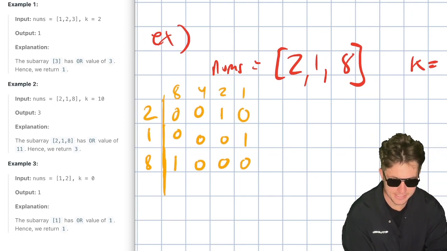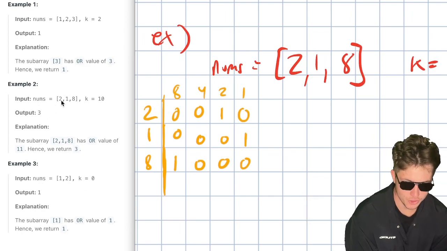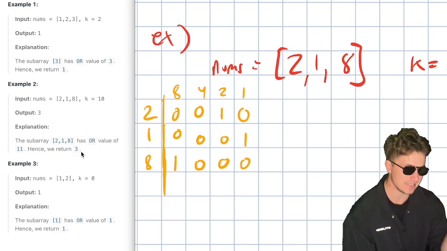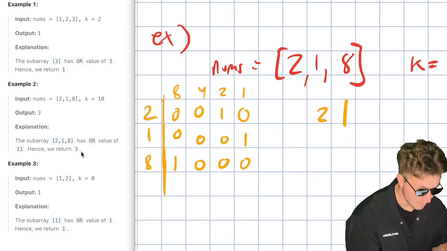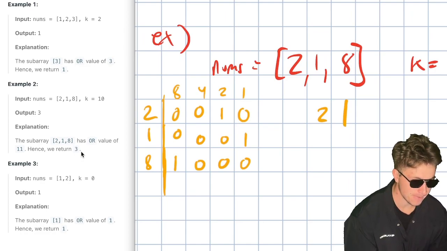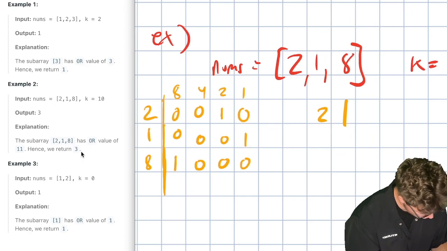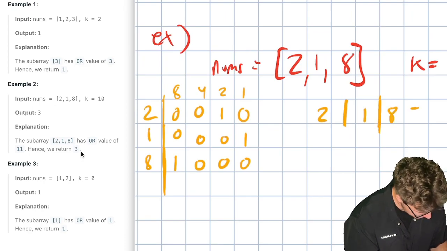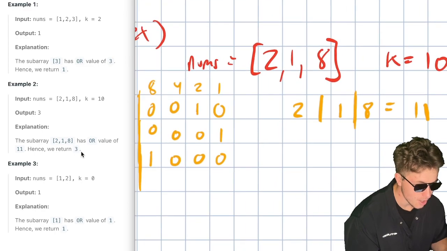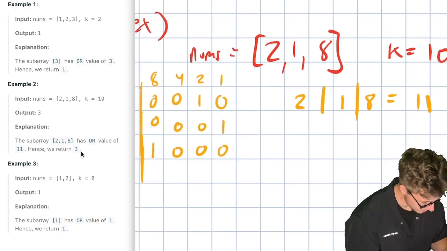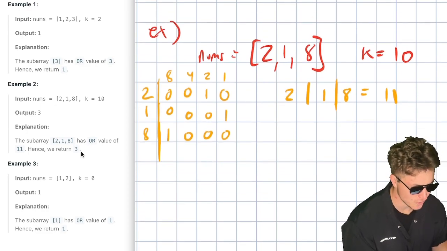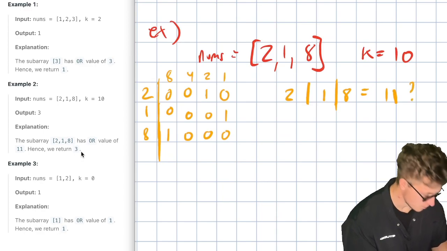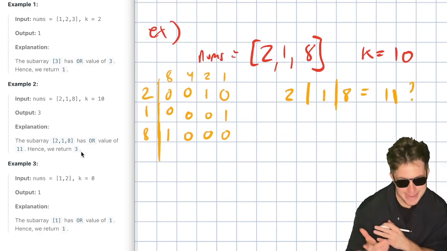So it's saying the answer is 3, which corresponds to 2, 1, 8, and it has the OR value of 11. Hence, we return 3. Why does it have the OR value of 11 when you OR together 2 OR 1 OR 8? I'm going to use this little bar representation to signify that I'm doing the bitwise OR operation. 2 OR 1 OR 8 equals 11. Why? If you don't know OR operations, you're saying, why is that 8 plus 2 plus 1 is 11, right? So is that why? Sort of, but not really.